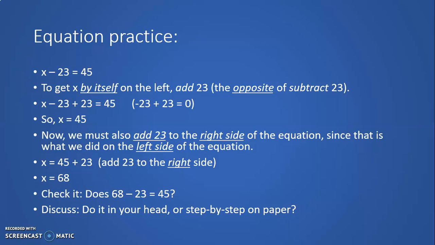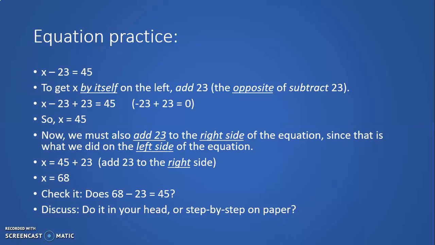In this case, we'll get a little practice here with x minus 23 equals 45. To get x by itself on the left, add 23, which is the opposite of subtract 23. So our equation becomes x minus 23 plus 23 equals 45. Minus 23 plus 23 equals 0. So our equation becomes x equals 45. We've got the x by itself over on the left-hand side, or whatever the letter might be.